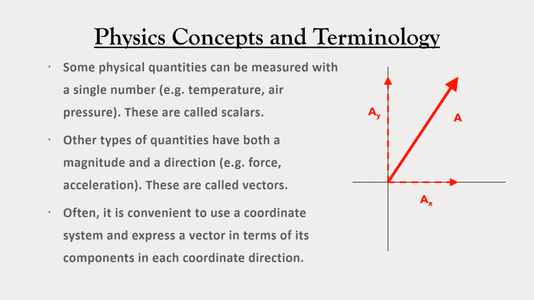When we work with vector quantities, oftentimes it's convenient to put a coordinate system in place and express the components of that vector in different coordinate directions. So in this situation, we've put an XY coordinate axis, and this vector A can be broken down into components in the X direction and in the Y direction.